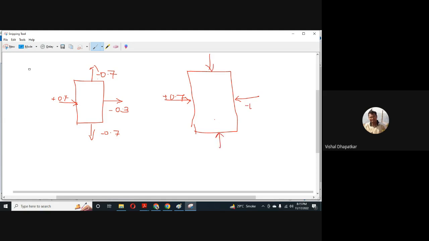So this is minus 0.3. This is again minus 0.7. And this is also minus 0.7. So which one is correct? If I just remember this one and this two. So which one is correct? First or second? First one.